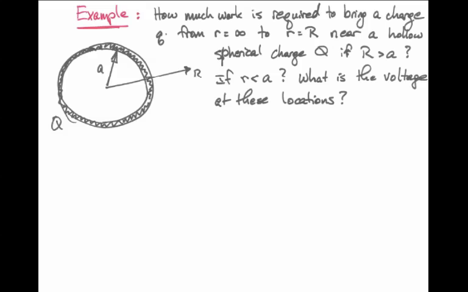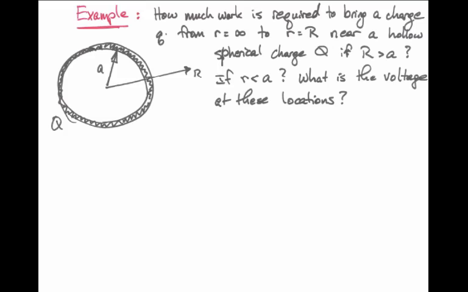Sometimes the map of voltage as a function of distance from an object looks quite unusual because the electric field around the object is quite unusual. We can ask how much work is required to bring a charge little q from infinitely far away, r is infinity, up to some distance capital R near a hollow charge capital Q.